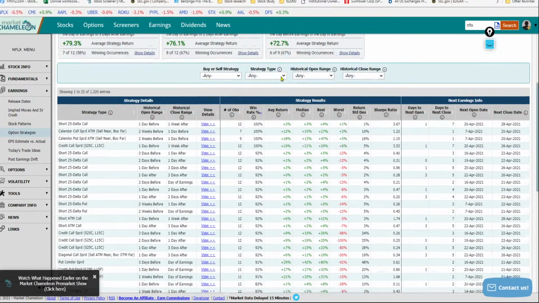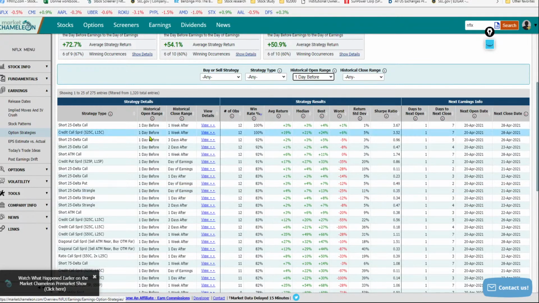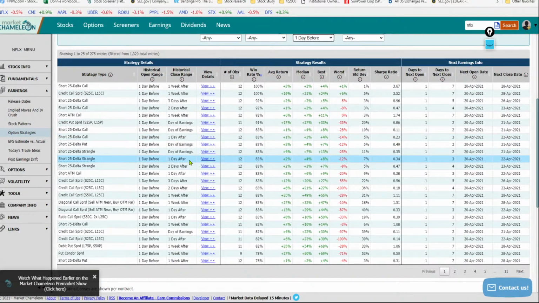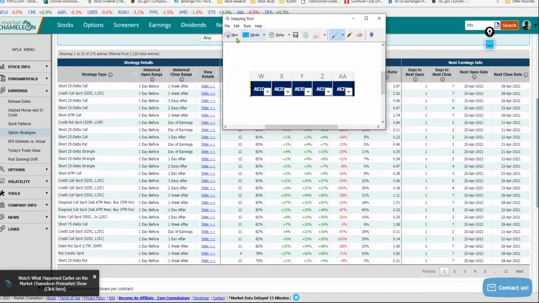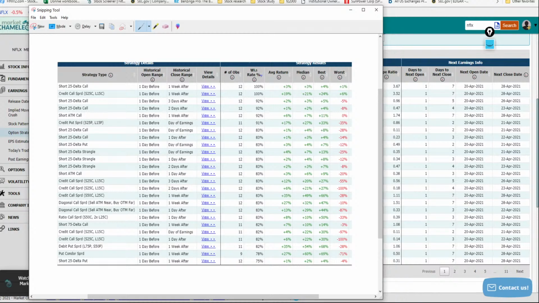Let me actually do something real quick. Let me do historical opening range of 1 day before. So do you see how 1 day before, right? You've got 12 out of 12 on the top two, and then 11 out of 12 on the bottom three. So shorting an at the money call, and then the call credit spread here. Now this is telling you 25 delta call, sell the 25 delta call, long the 15 delta call. That's how they played it.